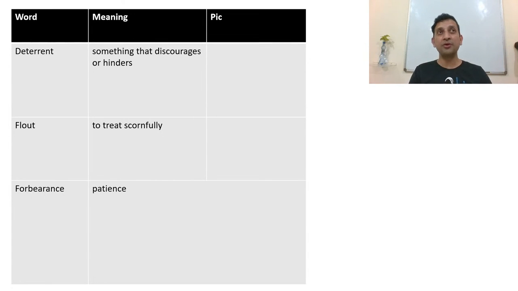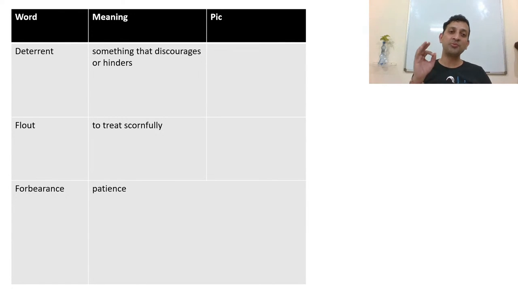Flout is when you treat something scornfully. It is most commonly used in the context of breaking rules or breaking laws, as if you don't care for those laws. Not because you are unaware of those laws, but you are like, these laws are not meant for me, okay? You know my father's name, huh? I am from Delhi. This is how we do stuff, okay? So when you flout rules like that, you are breaking the rules brazenly, treating the rules with contempt and scorn.